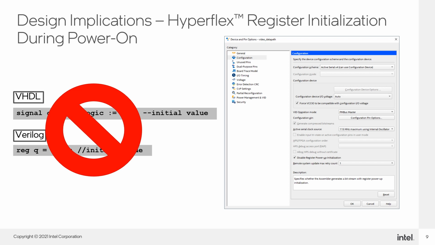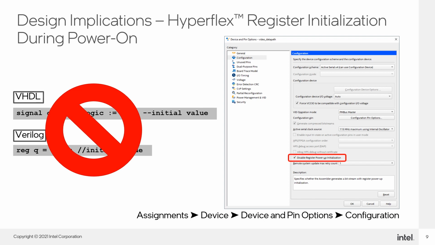To disable power-up initialization, go to the Assignments menu in the Intel Quartus Prime Pro software and select Device, Device and PIN Options, Configuration, and select Disable Register Power-Up Initialization checkbox.